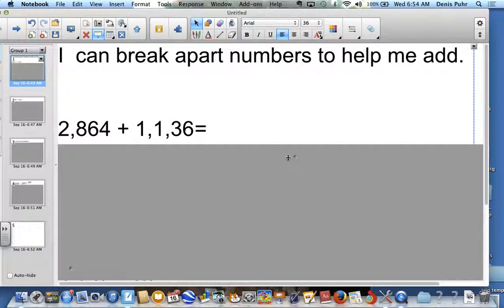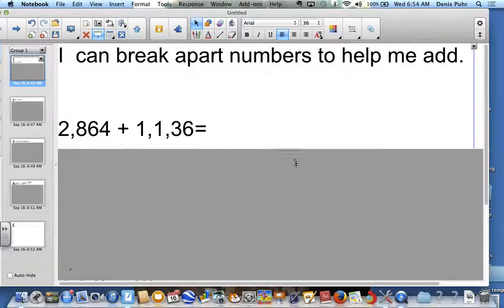2,864 plus 1,136. You can add this in your head. Remember, you're going to start on the left here. Going to start with the thousands, the 2 and the 1. So if you think you know how to do it, pause and try it on your own, then check your work. Welcome back. Did you try your best?